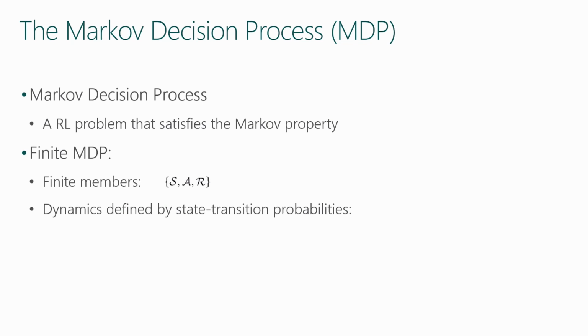The definition of a finite MDP also includes the dynamics that are defined by the state transition probabilities, what we normally call a model. Formally we can show that as the probability of S prime, the next state, and R, the reward, given the current state S and the action A. We've shown that here as the probability of S_t equals S prime, R_t equals R, given that S_{t-1} equals S and A_{t-1} equals A. That's just really defining what the notation on the left means.